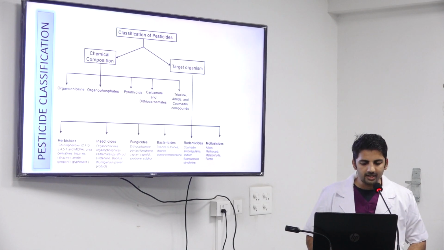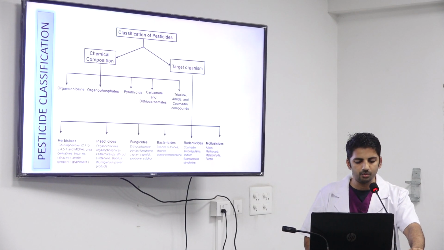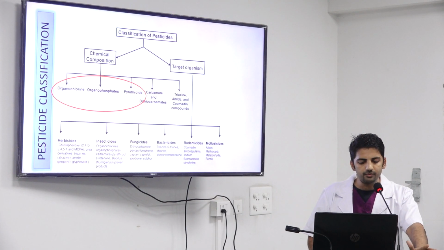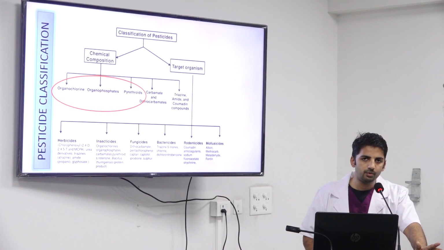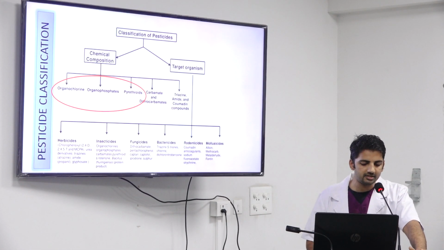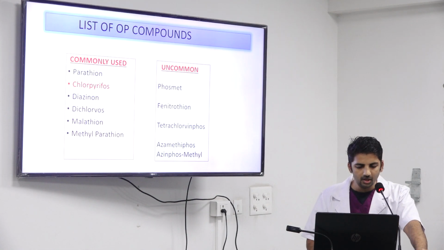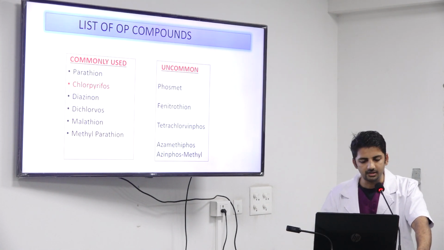So coming to the common classification of pesticides based on the chemical composition and target organism, it is divided into organochlorine, organophosphate and pyrethroids. These are the three most common compounds which we face in the emergency department. And based on the target organism, it can be divided into herbicides, insecticides, fungicides, bactericides and rodenticides. So today the topic of discussion is insecticide.